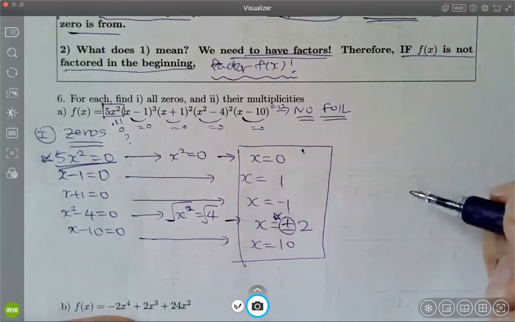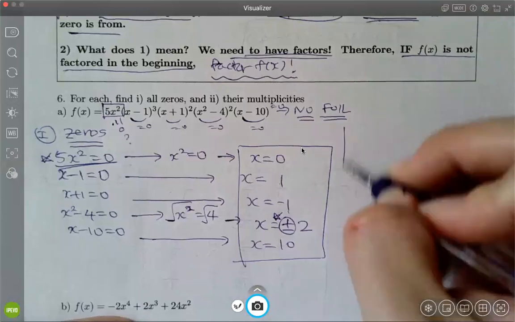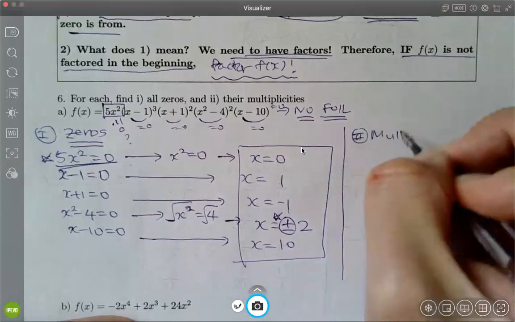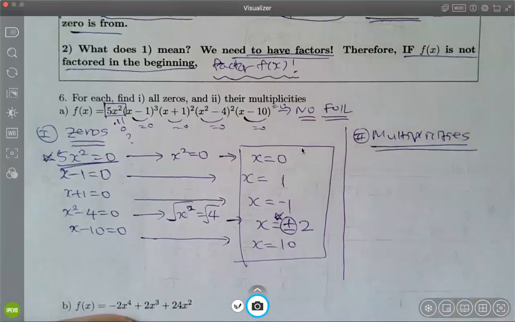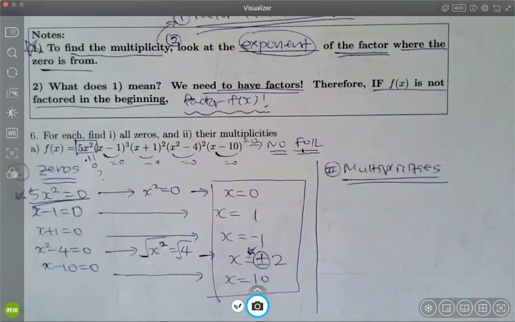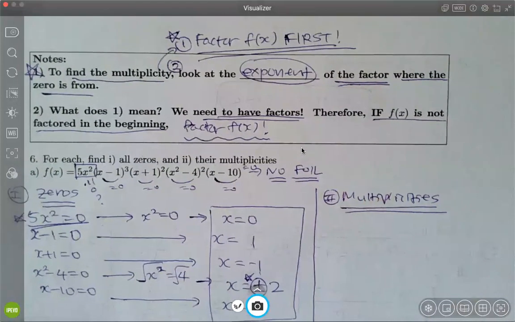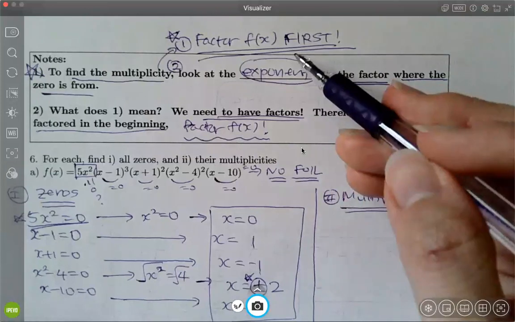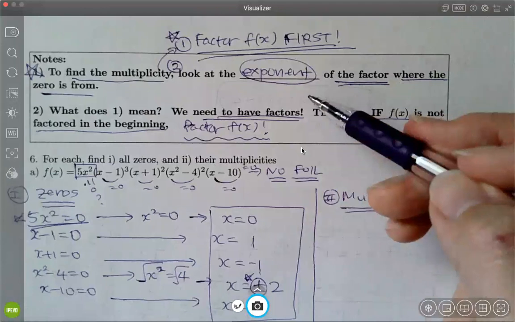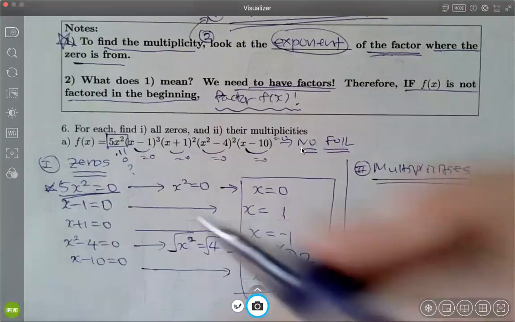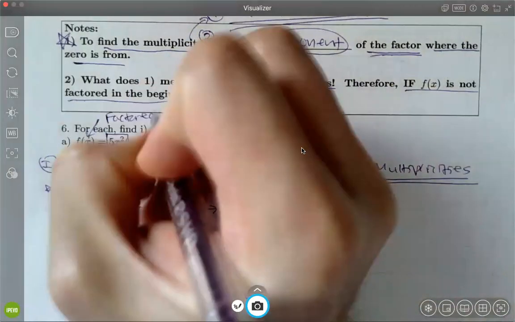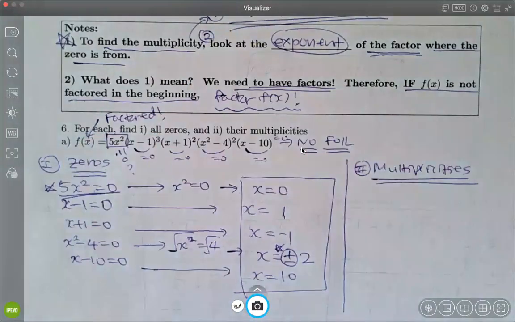And now, how do we find their multiplicities? Okay, so remember, to find the multiplicities, we need to check two things, right? Which is what? Is f of x factored? And if so, we look at the exponent. Okay, so now, was f of x factored? Yes. This one was factored from the beginning. So now we can just look at what? The exponent, right?